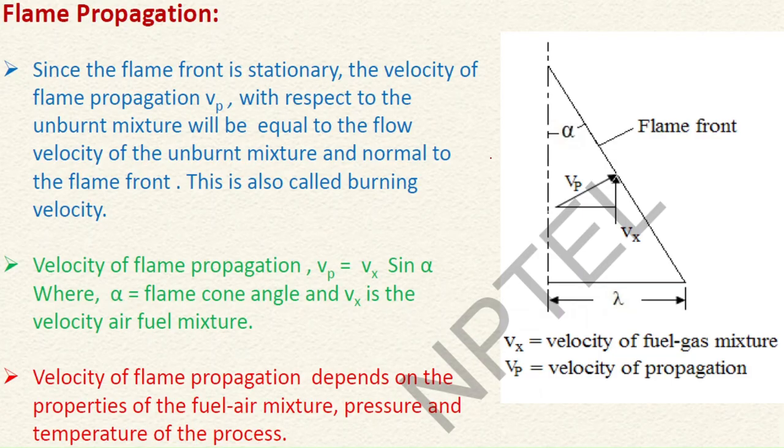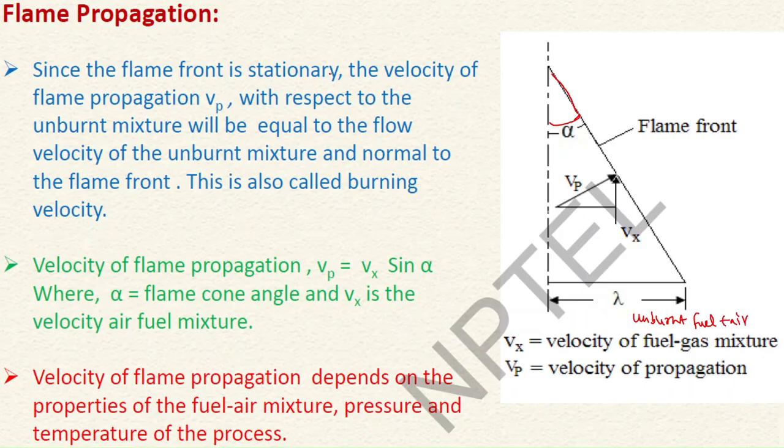Coming on to flame propagation. This is a flame front, which is a stationary thing. It is where the reaction takes place. This is a vertical line, and alpha is the angle between the vertical line and the flame front. This is the unburned gases, a mixture of unburned fuel and air.